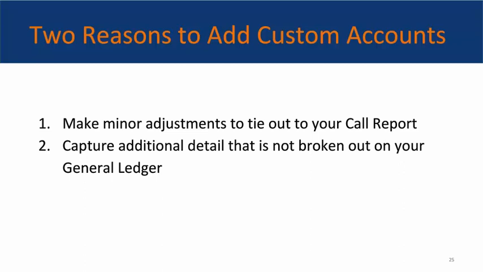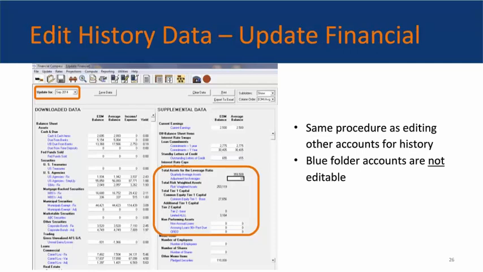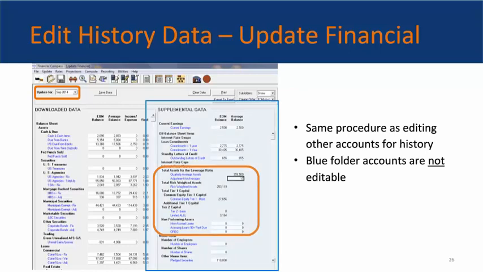Just right-click the category that you want to adjust. Then select New Account. The new account wizard for this type of account has just one step, entering the name. Now, if you need to make adjustments in the historic or actual data, you click the Update Financial button in Compass and select the month that you want to adjust. The adjustment account you just created will appear in the supplemental data area on the right-hand side of the screen.